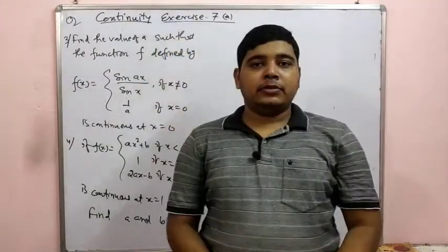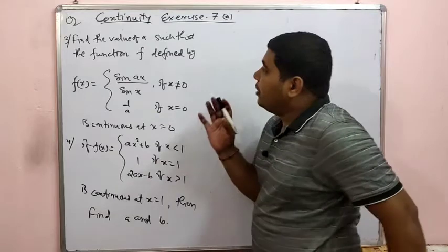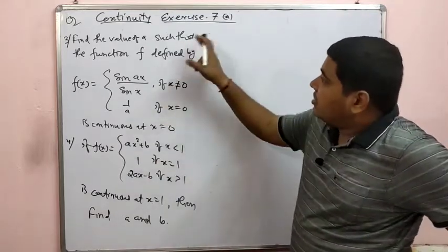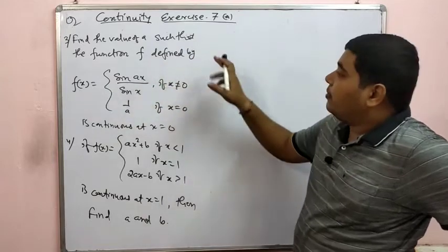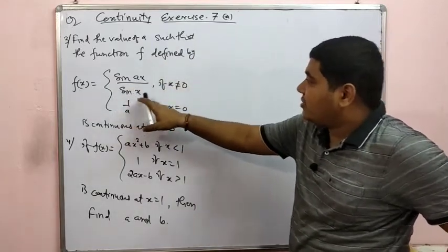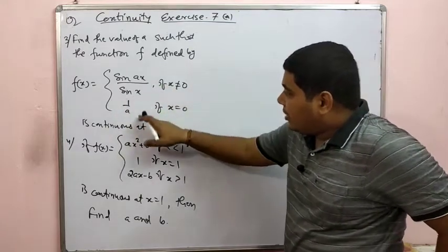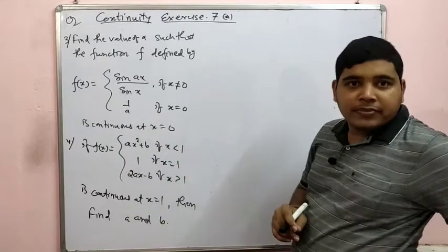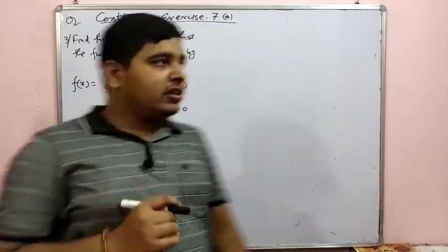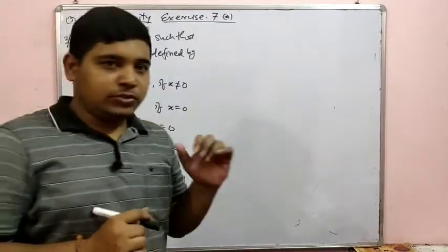Okay, next question. So next question is number 3. Find the value of a such that the function f defined by f of x is equal to sin ax by sin x if x not equal to 0, and 1/a if x is equal to 0. We need to find the value of a for which this function is continuous at x is equal to 0.